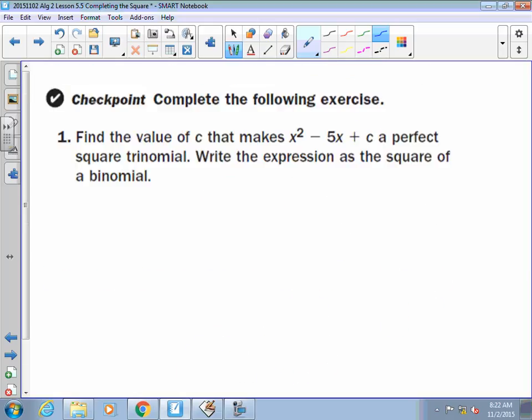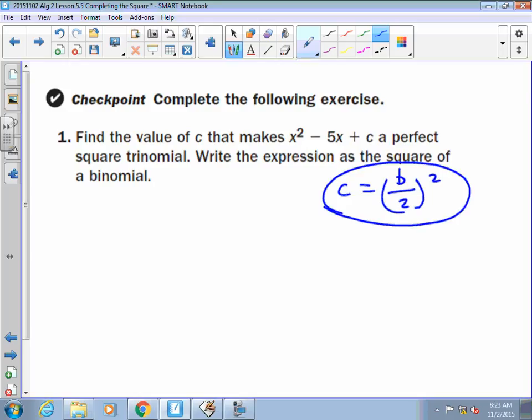Okay, here's another one. x squared minus 5x plus c. So the first thing we need to do is find a new c. c is equal to b over 2 squared.